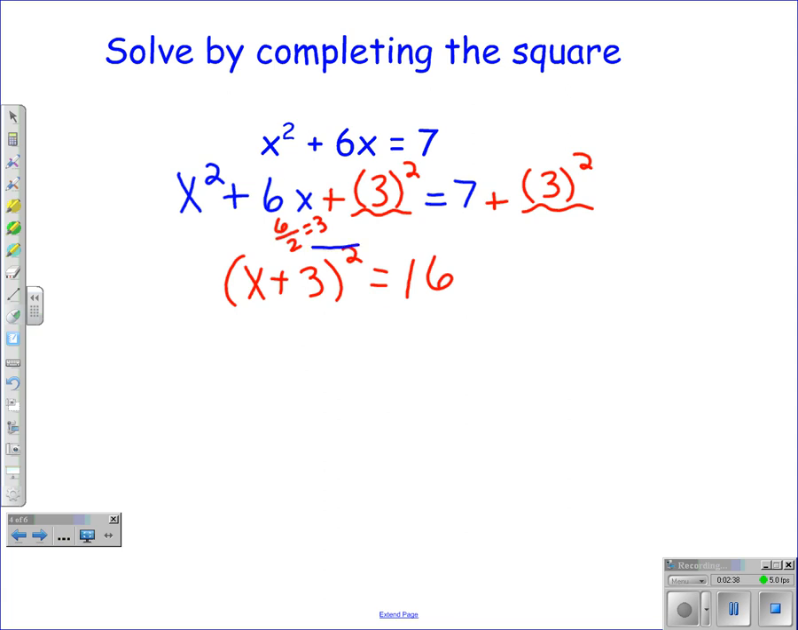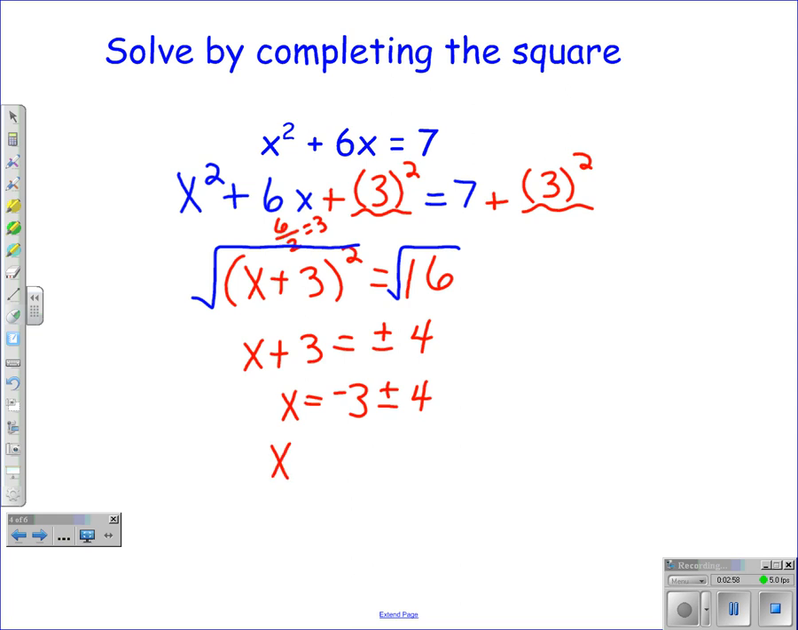Let's go ahead and take the square root of both sides of the equation like we did in section 10.4. That means that we have x plus 3 equals plus or minus 4. And just like we did in section 10.4, we brought the 3 over, it became negative, so we have negative 3 plus or minus 4. That tells us x is equal either to a positive 1 or a negative 7. So negative 3 plus 4 is positive 1, negative 3 minus 4 is negative 7. And these are the two solutions to our quadratic equation by completing the square.